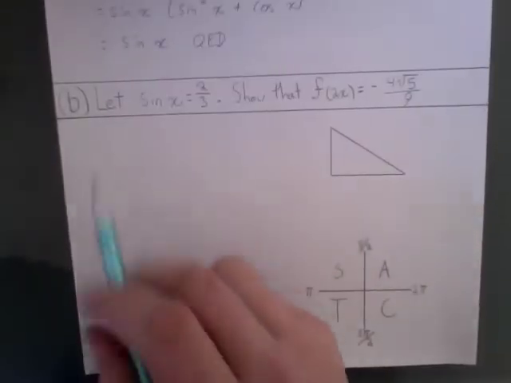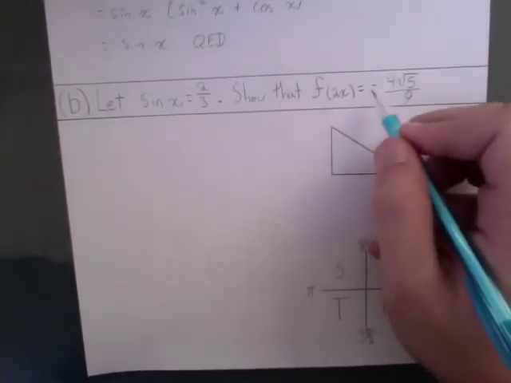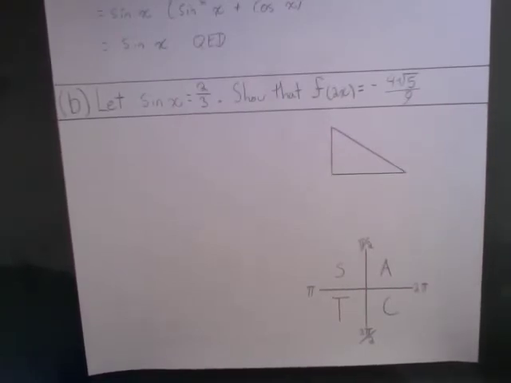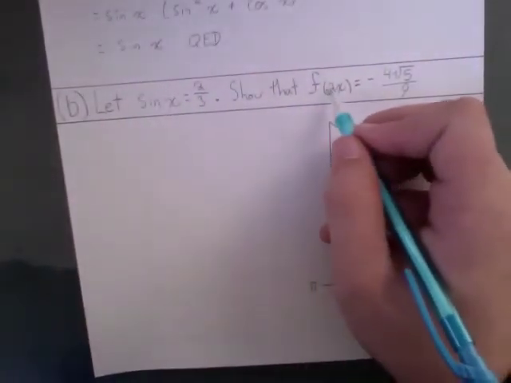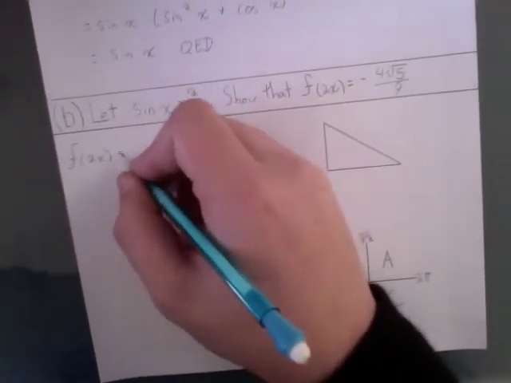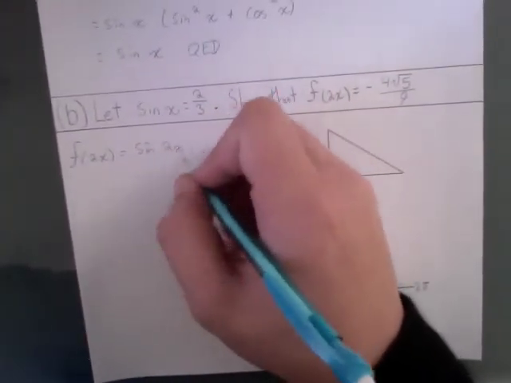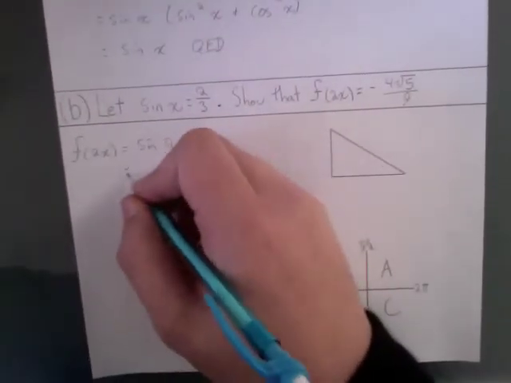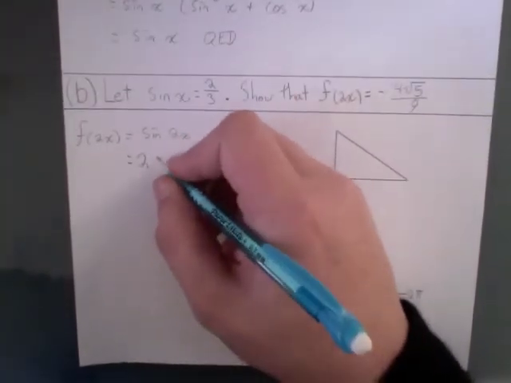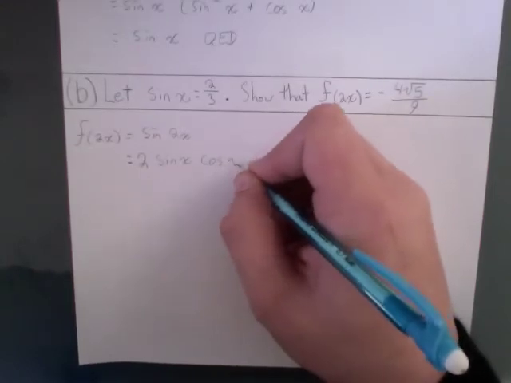Part 2 reads, let sine x equal 2 over 3. Show that f(2x) equals negative 4 root 5 over 9. So when you have f(2x), you have sine 2x, because you multiply all x values by 2. Now this is the double angle. So you go into the data booklet again, you find the double angle formula, and you'll find that sine 2x equals 2 sine x times cosine x.